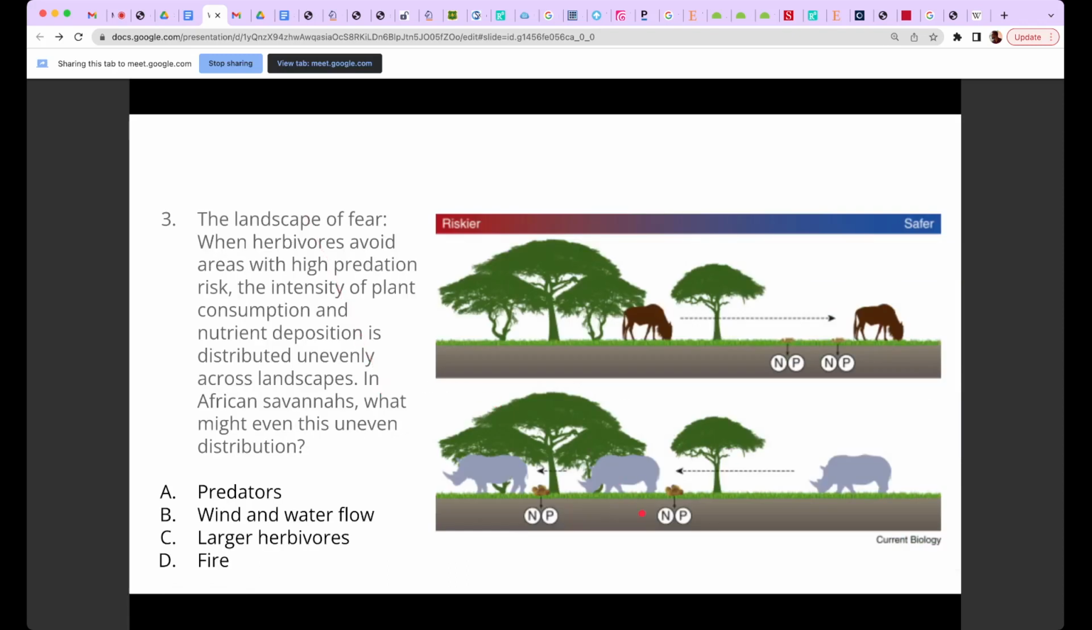So the larger herbivores are so large that they are not afraid of the predators. Imagine the larger herbivores, like rhinoceros or elephants. Like I said, imagine the African savanna. What are the larger herbivores that you can think of?